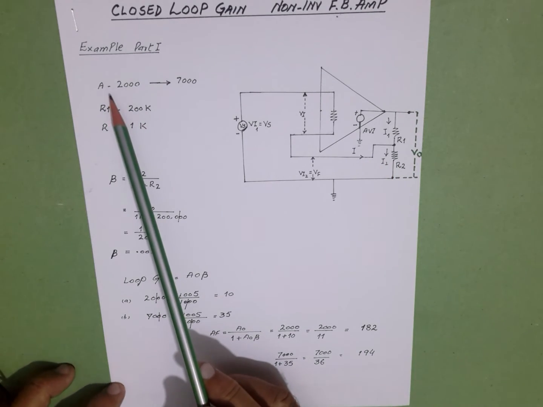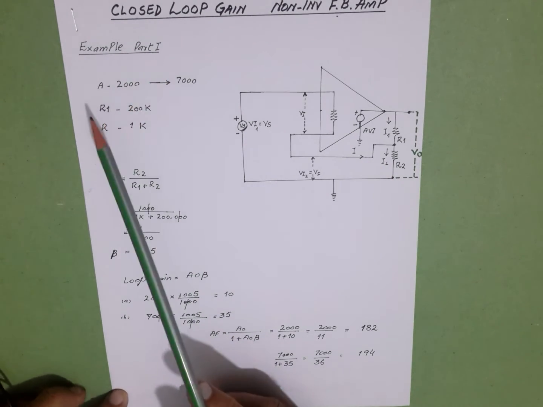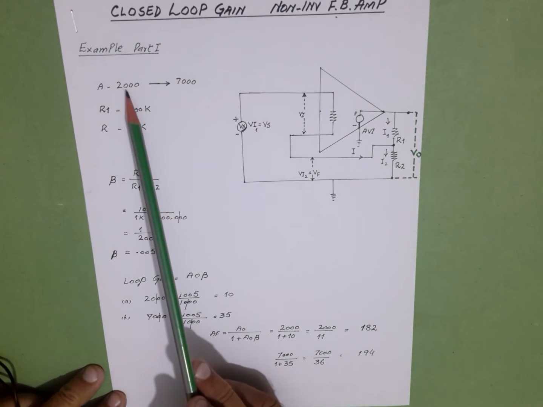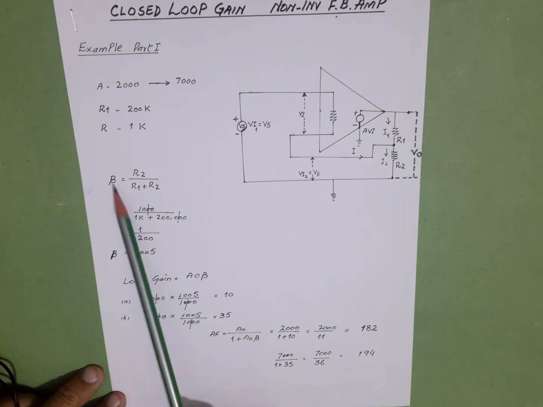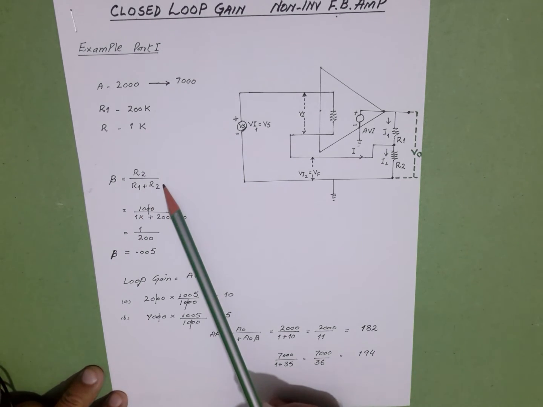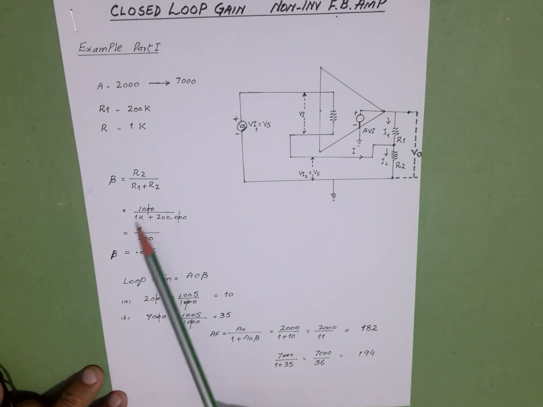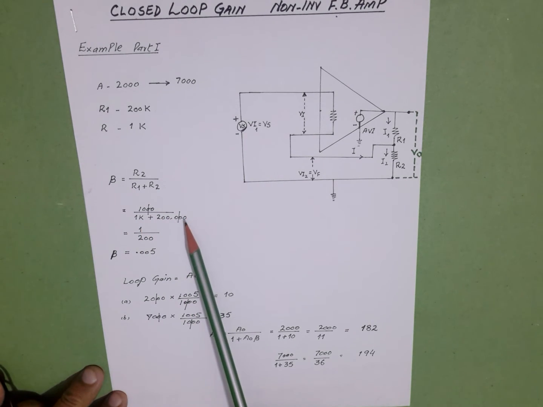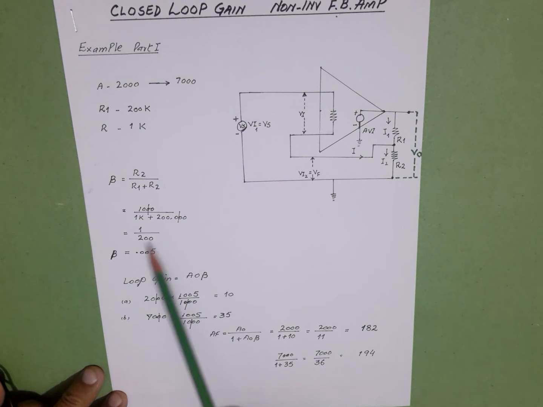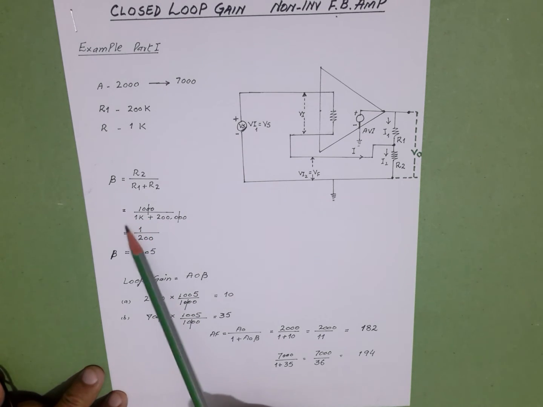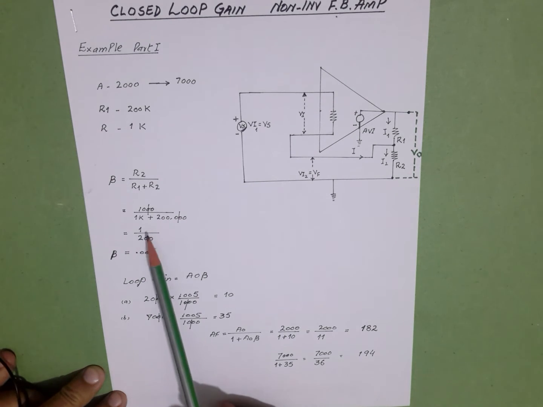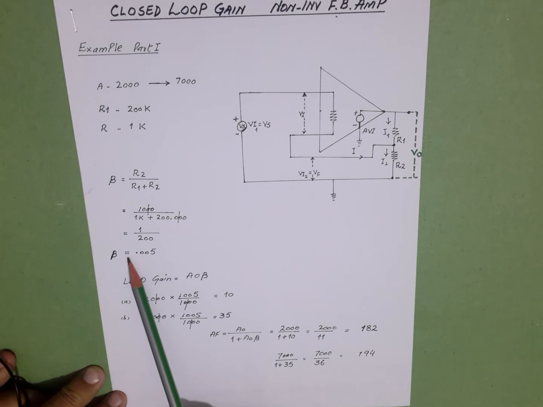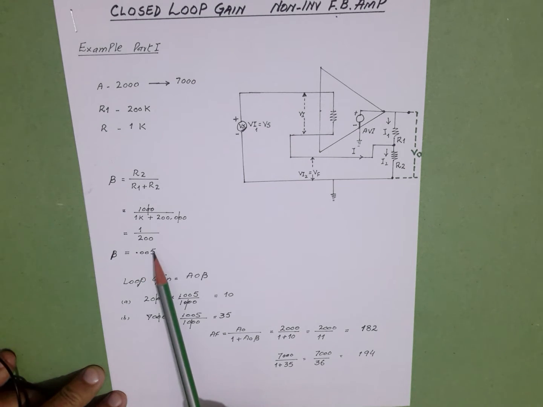Now coming to the summary point, the circuit was already explained. This is gain A, part 1. We are going to solve this numerical. Gain A is 2000, it varies to 7000. R2 is 200 kilo ohm, R1 is 1 kilo ohm, beta is R1 over R1 plus R2, 1k over 1k plus 200 kilo ohm. Two parallel resistances, one with a large value and one with a small value. The small value resistance can be neglected, this 1000 cancels with this and it is 1 over 200, and beta now becomes 0.005.